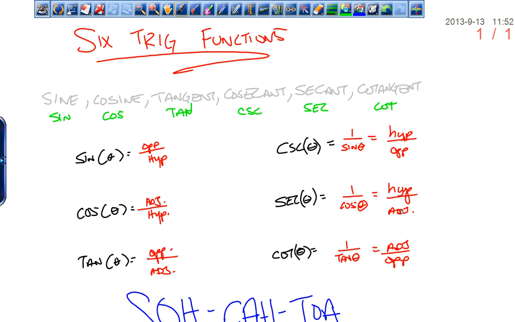And these are going to be used pretty much the rest of the year. So plenty of opportunity to memorize these.